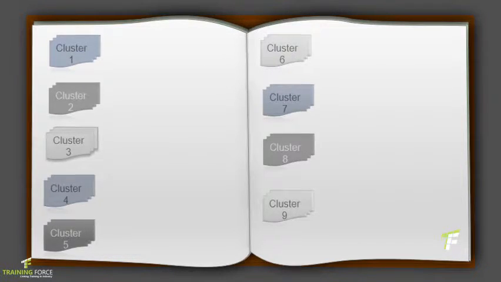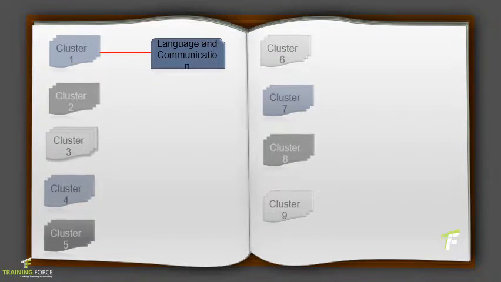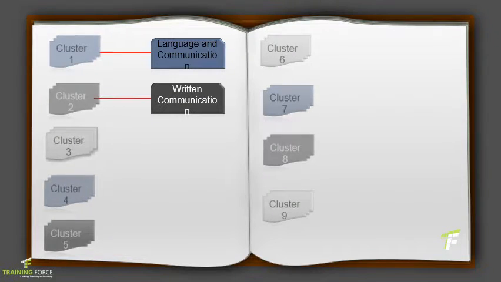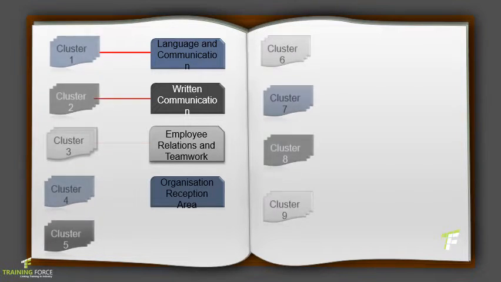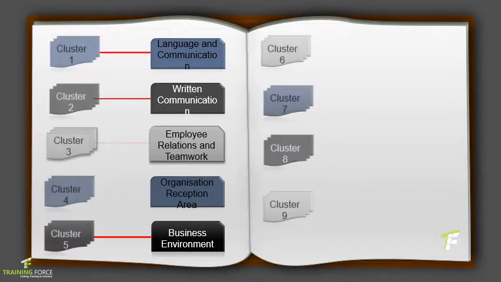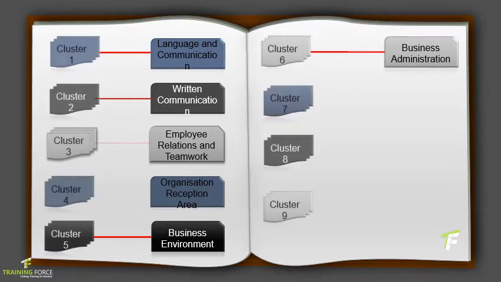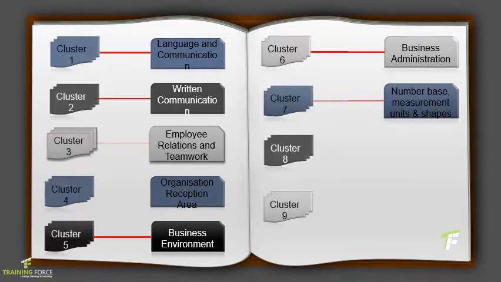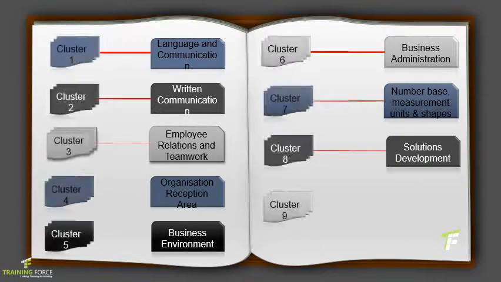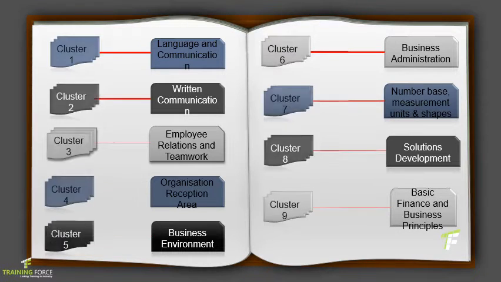Our learning path for qualification 67465 is as follows: language and communication, written communication, employee relations and teamwork, organization reception area, business environment, business administration, number-based measurement units and shapes, solutions development, and basic finance and business principles.